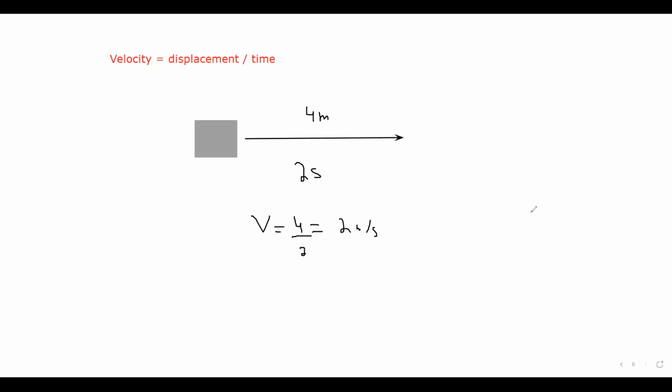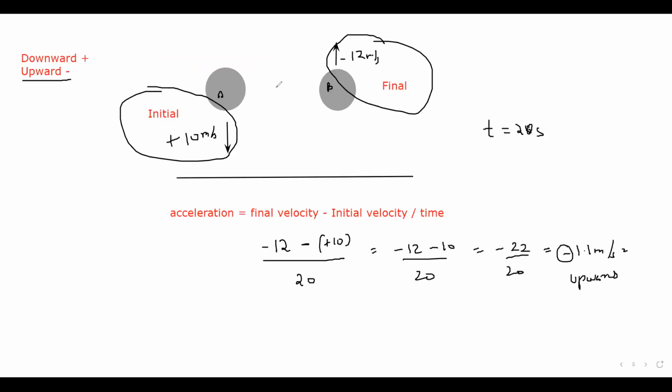For sign, we choose which direction is positive, and the other will be negative. But for initial and final, the starting velocity is always called the initial velocity. Like where the motion starts. When a ball is bouncing, first the ball hits the ground and then it bounces. When it is hitting the ground, that moment the speed or velocity is called initial, and when it bounces back, that will be final.